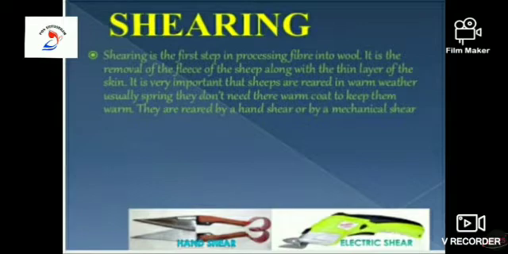As we saw in the previous slides, shearing is the first step in processing fiber into wool. It is the removal of fleece of the sheep along with a thin layer of the skin. It is very important that sheep are sheared in warm weather, usually spring, as they don't need their warm coat to keep them warm. They are sheared by hand shearer or by a mechanical shearer. As I told you in the previous session, we can also use the bio-clip process. We can use machines to undergo this shearing.